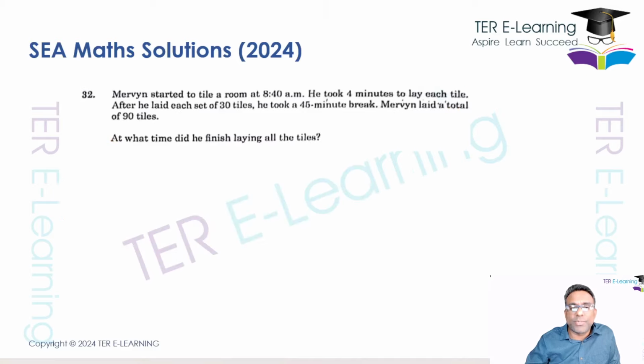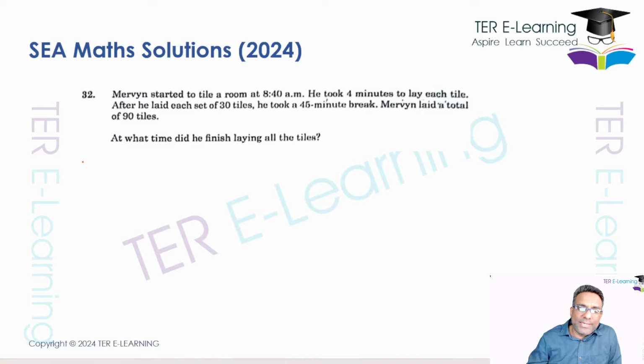Question 32. Mervyn started to tile a room at 8:40. He took 4 minutes to lay each tile. After he laid 30 tiles, he took a 45-minute break. Mervyn laid a total of 90 tiles. What time did he finish laying all the tiles?